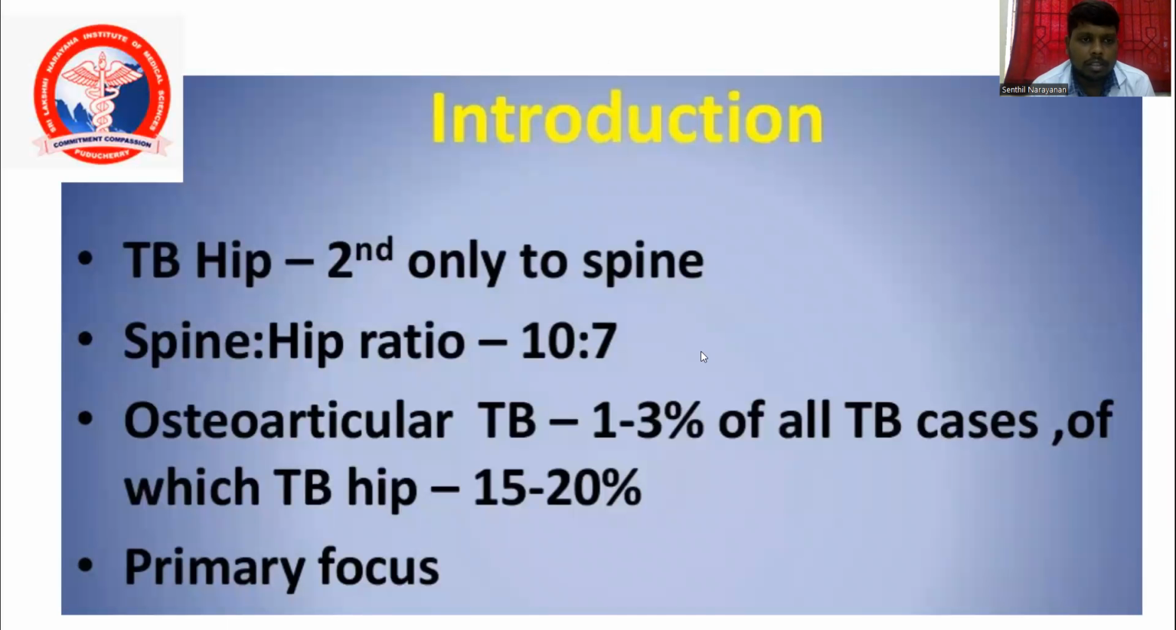So first, an introduction. Most TB of the bone and joint occurs secondary to TB elsewhere. The most common bone involvement of TB is the spine, and the spine to hip ratio is 10:7. Osteoarticular TB is 1 to 3% of all TB cases, of which hip TB accounts for 15 to 20%. The primary focus of the infection is usually in the lung.